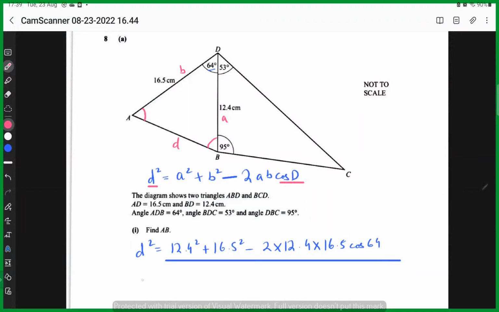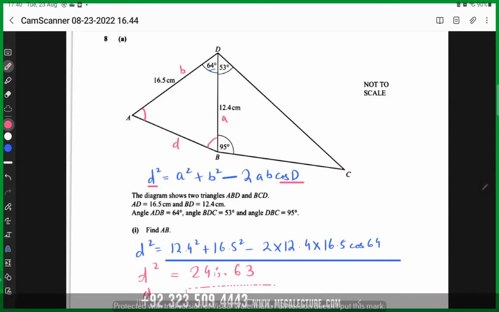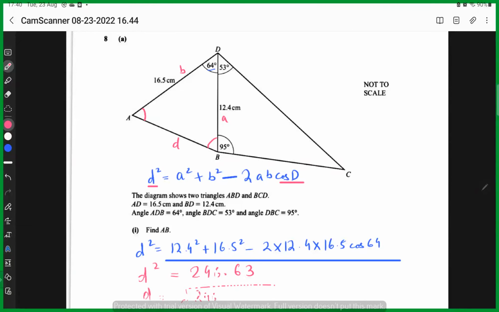Very well done. So d squared is basically equal to 246.63. Now we need d, we don't need d squared, so d is equal to the square root of this thing, 246.63. So next, just press the square root button, the answer button, because I've told you answer key stores the previous value, and this is going to give you 15.7 centimeters. So this means that D is basically equal to 15.7 centimeters, and that is the correct answer.